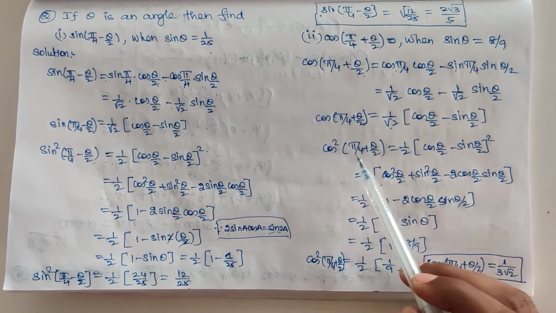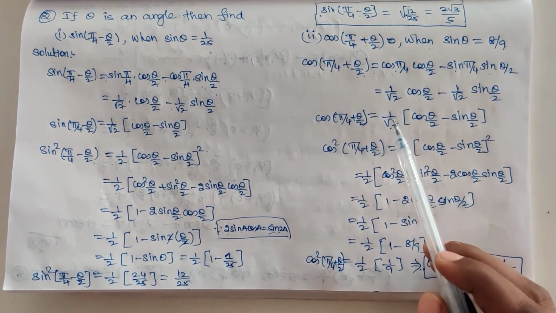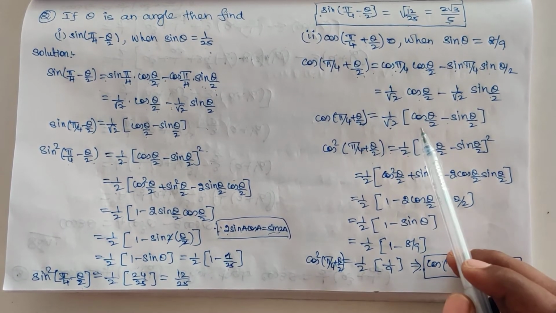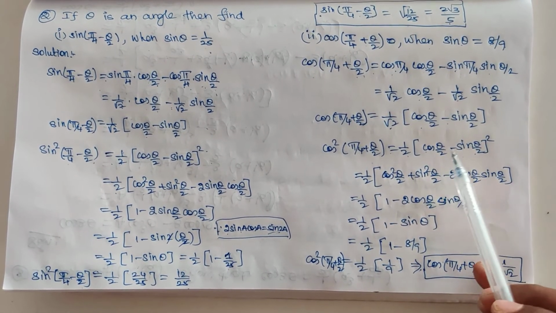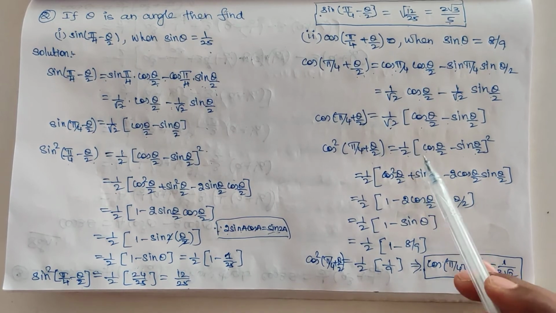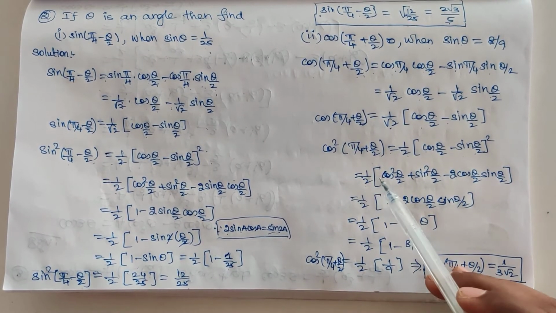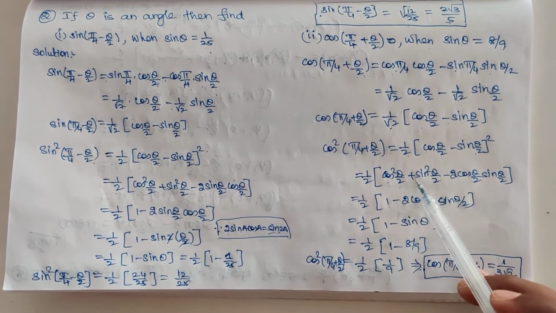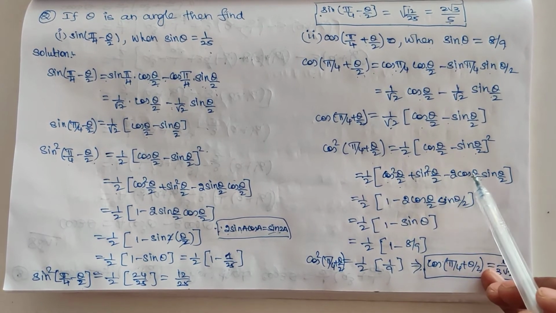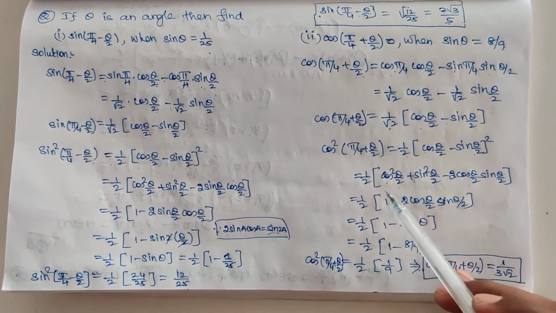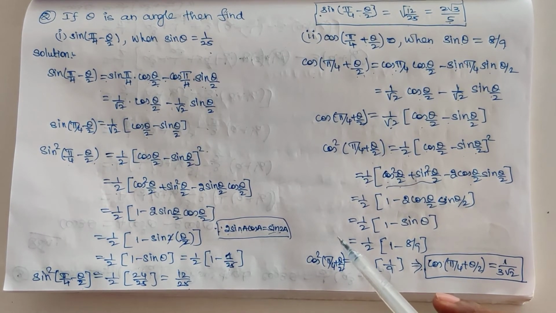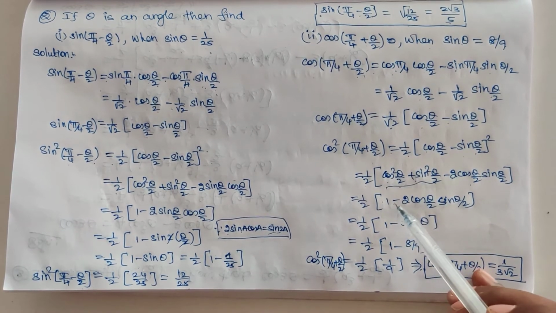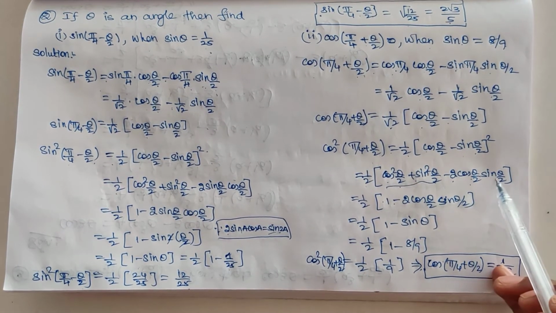So cos square pi by 4 plus theta by 2, that is equal to, on squaring, 1 by 2. This, on squaring, cos theta by 2 minus sin theta by 2, whole square. So we have to expand this. This is in the form of a minus b whole square. So 1 by 2, a square cos square theta by 2 plus b square sin square theta by 2 minus 2 cos theta by 2 sin theta by 2. This value we already know, cos square theta plus sin square theta value is 1. Here cos square theta by 2 plus sin square theta by 2, that is equal to 1 minus 2 into cos theta by 2 sin theta by 2.